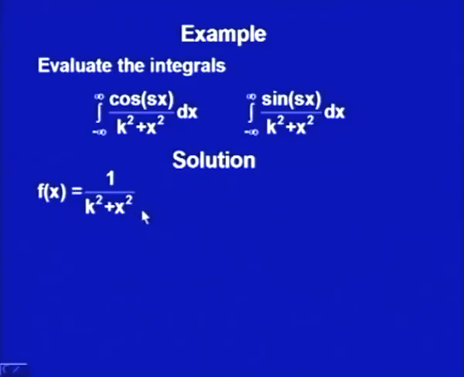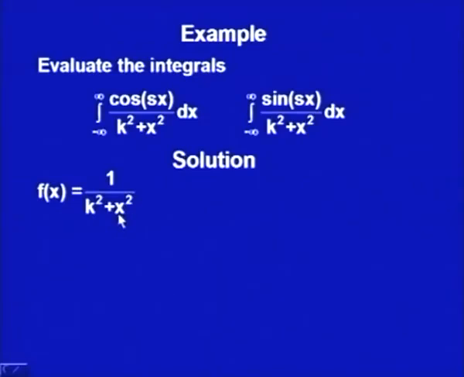The method which we just learned required certain conditions for f(x) to be satisfied. The conditions for f(x) were that f(x) should be a rational function, that is, of the form of a ratio of two polynomials. Here it is of course a rational function: the numerator is 1, a constant, and the denominator is k square plus x square. Certainly a constant can always be treated as a polynomial of degree 0, and the denominator x square plus k square is a polynomial of degree 2.